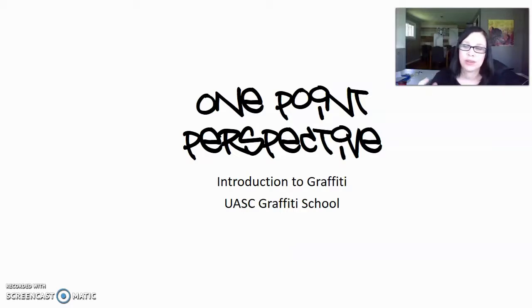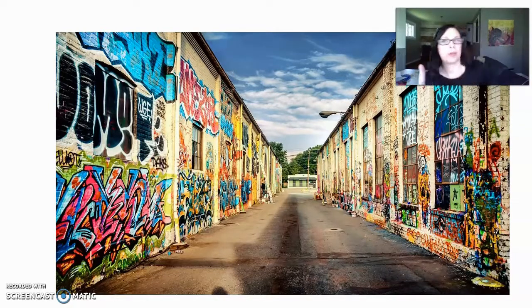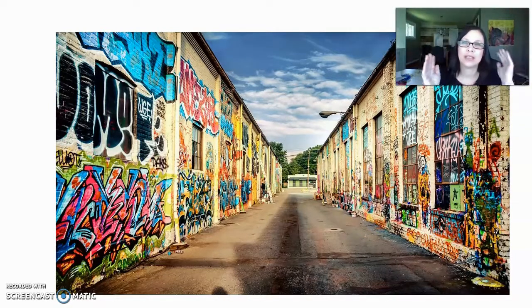So we know how to take our block letters and we know how to make them 3D for our blockbusters. Okay, so first of all, 1-point perspective is the view that you're looking down an alleyway, looking down railroads, or looking down a street.